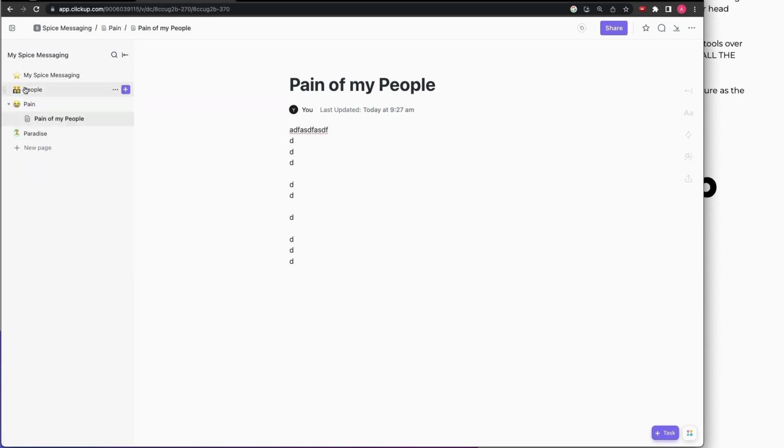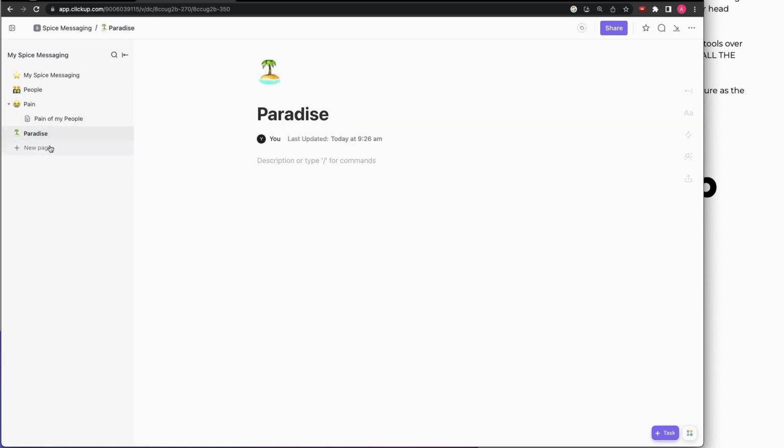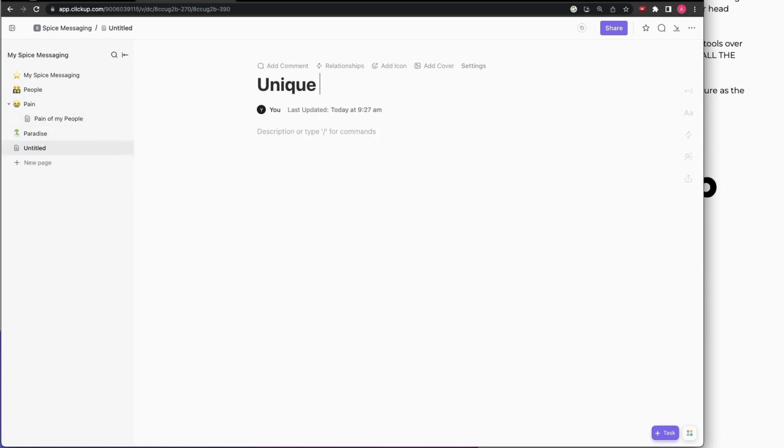So you can see you can mess around with this, customize it, make your own pain of my people, paradise. I might come over here and have some notes around my unique mechanism. And then I can even use this for journaling.